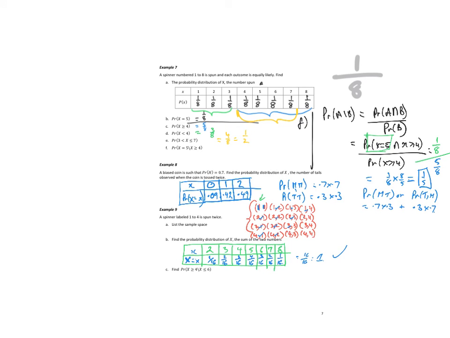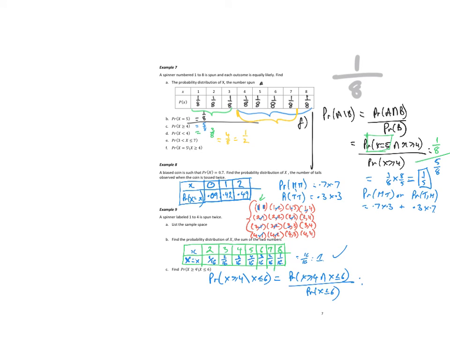And then we can use that table to answer any questions we want. What's the probability of a number greater than 4? What's the probability of a number between 2 and 6? Or in this case, the probability of x is greater than or equal to 4 given x is less than or equal to 6 is my conditional rule. It's equal to the intersection over the probability that x is less than or equal to 6.